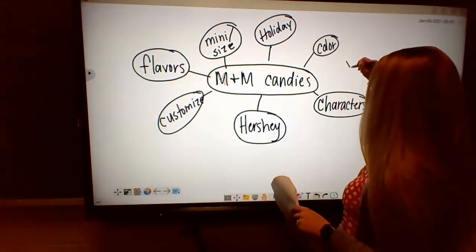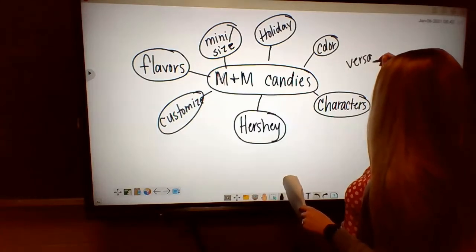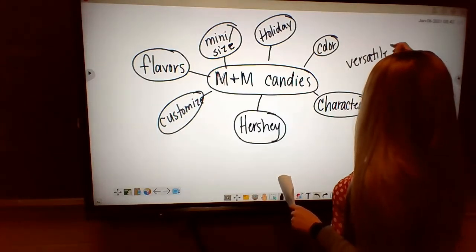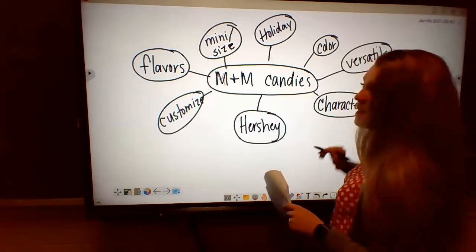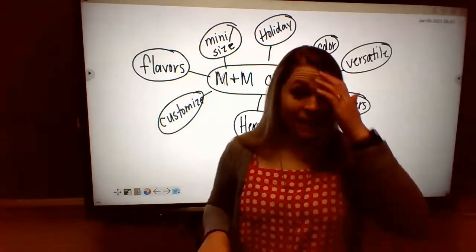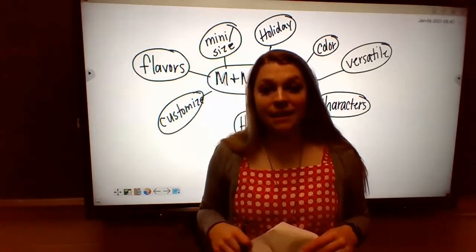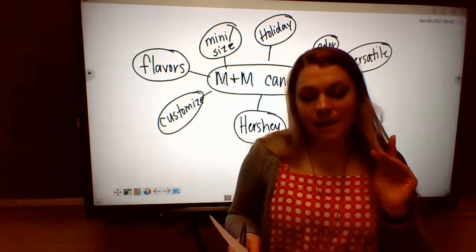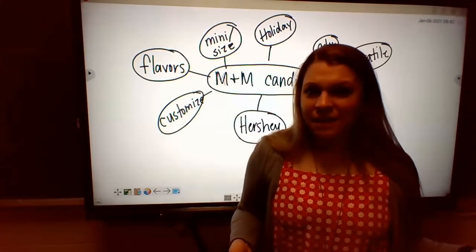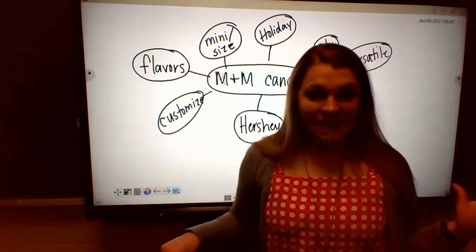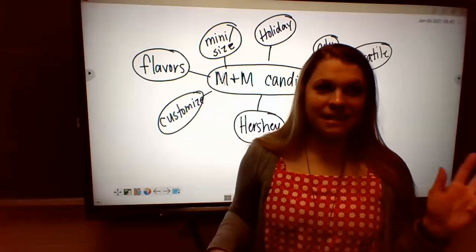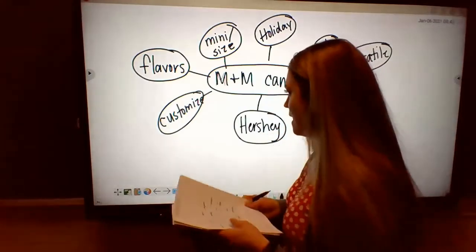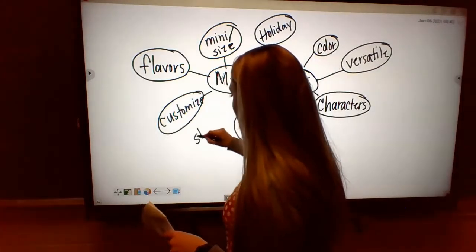Let's see what else. They're just like everywhere. So like they're super versatile. You can use them in cookies. You can find them in different family packs, in like little tiny packs and everything like that. So they're super versatile. What else? We can talk about how you can literally find them anywhere. Like they're in gas stations, they're in convenience stores, they're in like CVS's and pharmacies, that sort of thing. So we're just going to put stores.